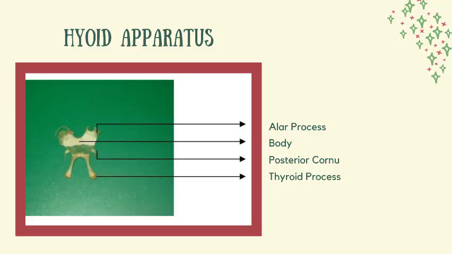The hyoid apparatus' principal role is serving as an attachment structure for the tongue and muscles on the oral cavity's floor. We can see here that the alar process is a lateral expansion on the body of the hyoid apparatus.